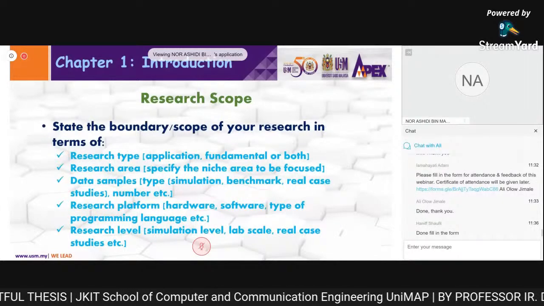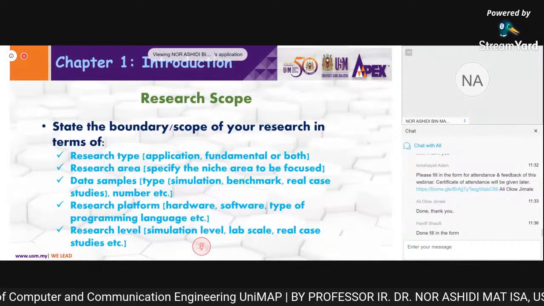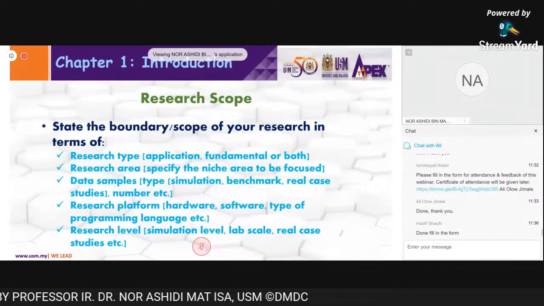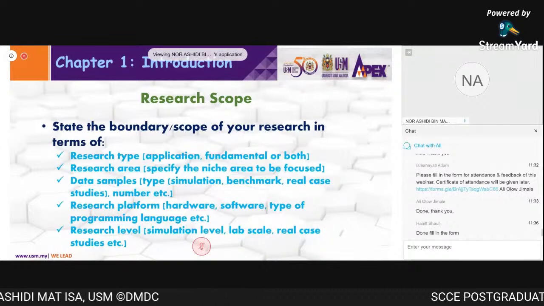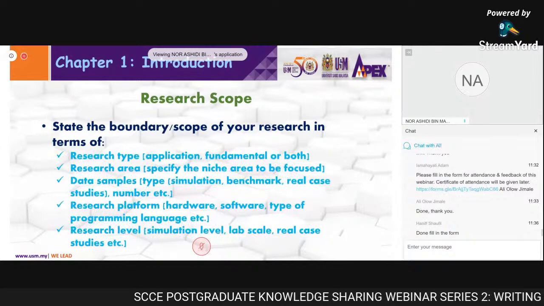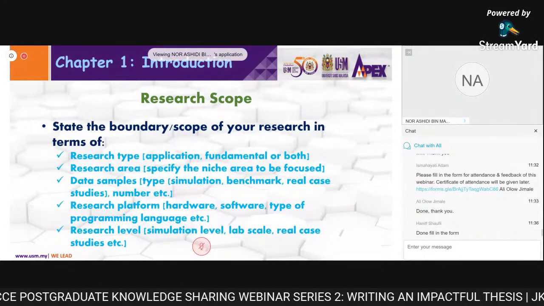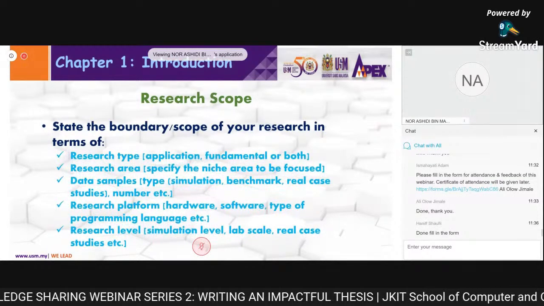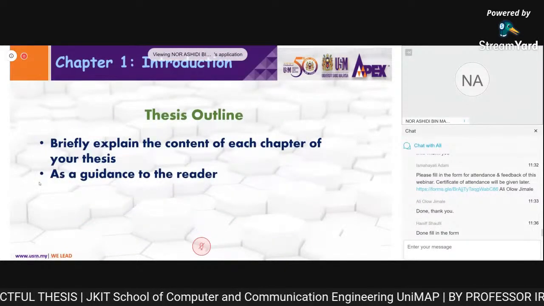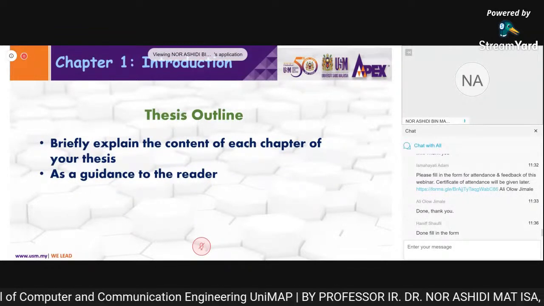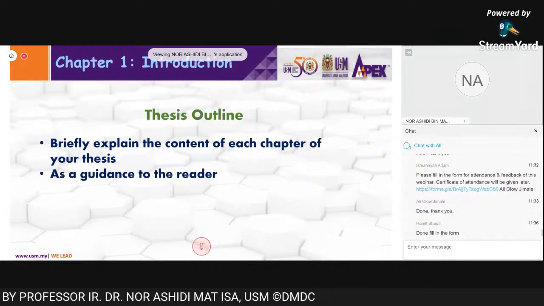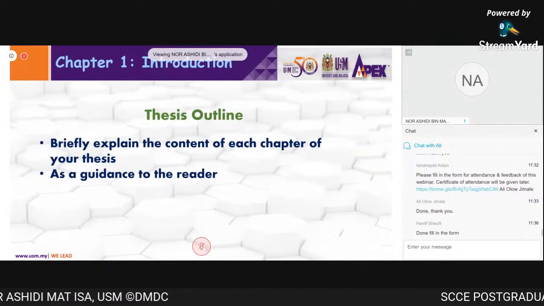A student is human, not an angel. So a student has limitations. This is only the scope of his or her research, and it gives the basic idea about the scope of your research. And lastly is your thesis outline. Just briefly explain the content of each chapter of the thesis. I think this is a common one, and actually this is a guidance to everyone.